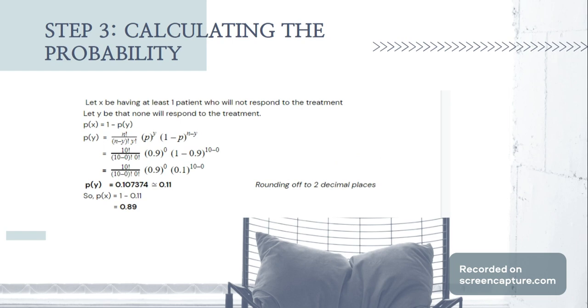We let X be having at least one patient who will not respond to the treatment, and Y be that no one will respond to treatment. We then substituted the values we got in the previous step into the binomial distribution formula, which gave us a value of P(Y) that is equal to 0.17374, which we approximated to 0.11. We then subtracted 0.11 from 1, which gave us 0.89 as the probability that at least one patient will not respond to treatment.